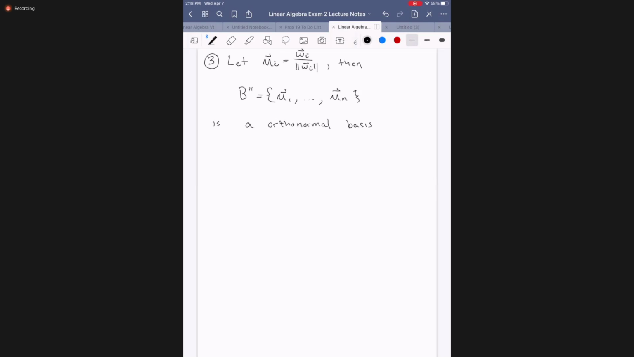So remember, there are a lot of advantages to wanting to do this, and I'll illustrate those here in a bit. But as of right now, wanting to get an orthonormal basis is what we're looking for at the moment.